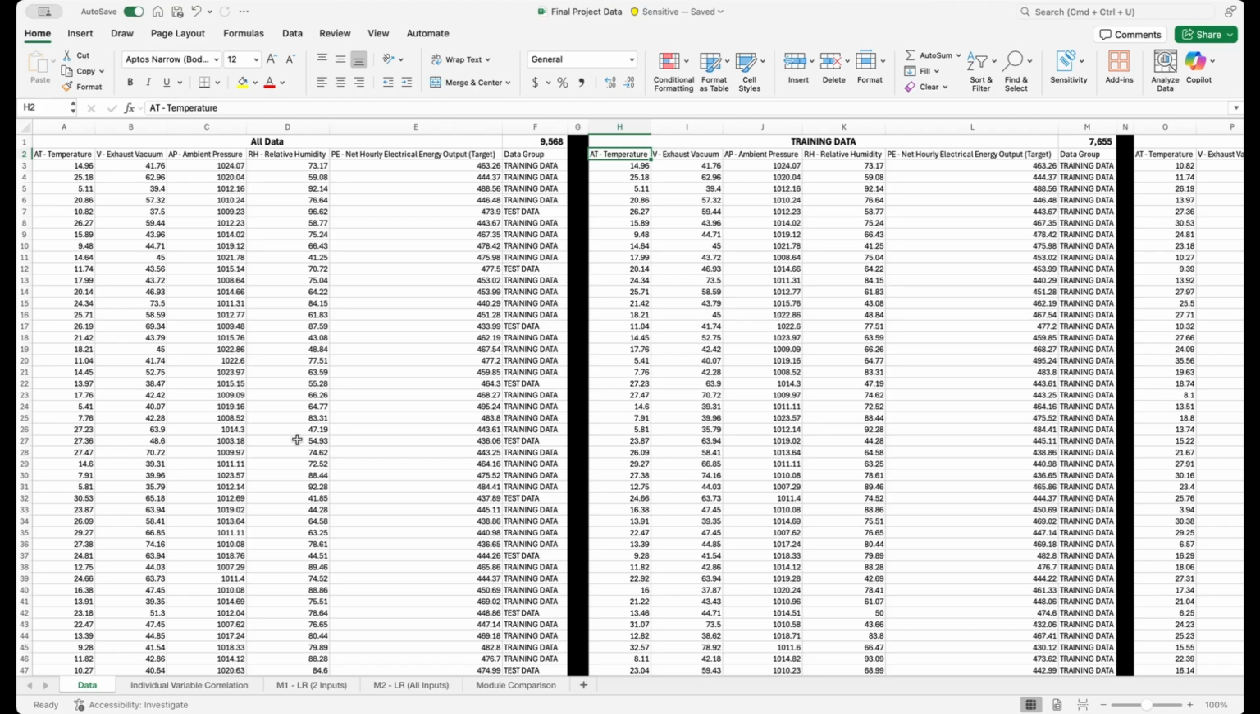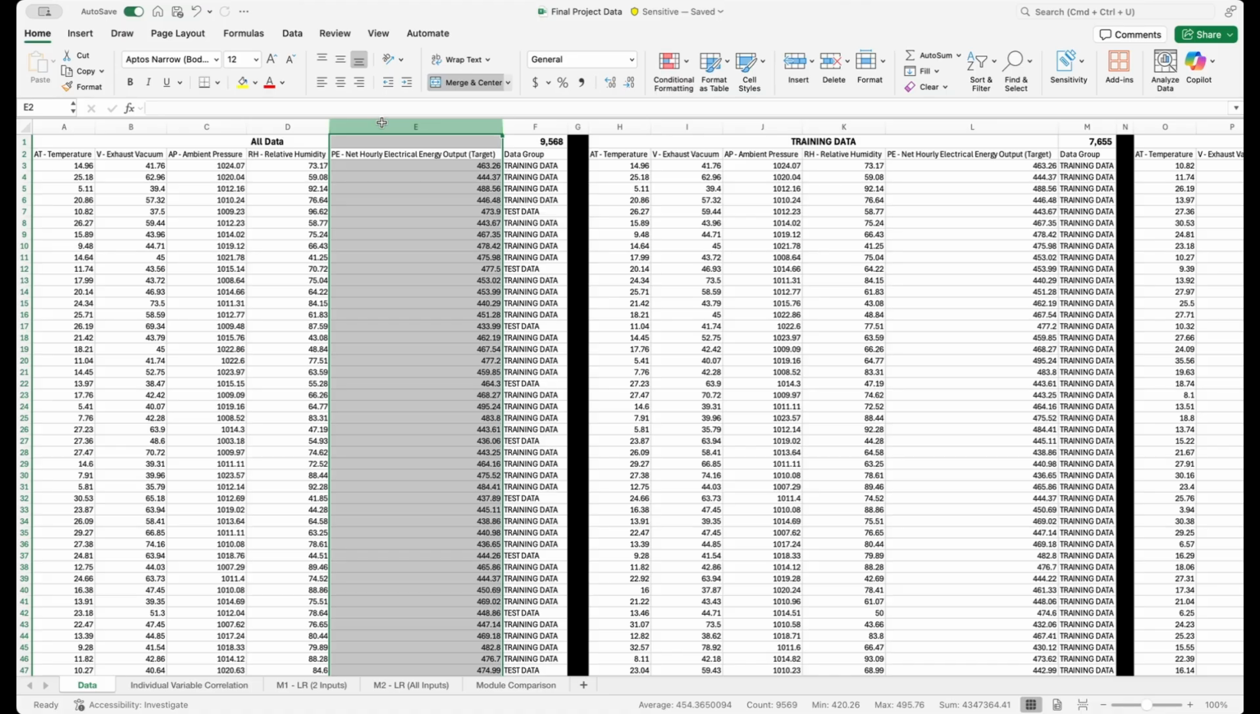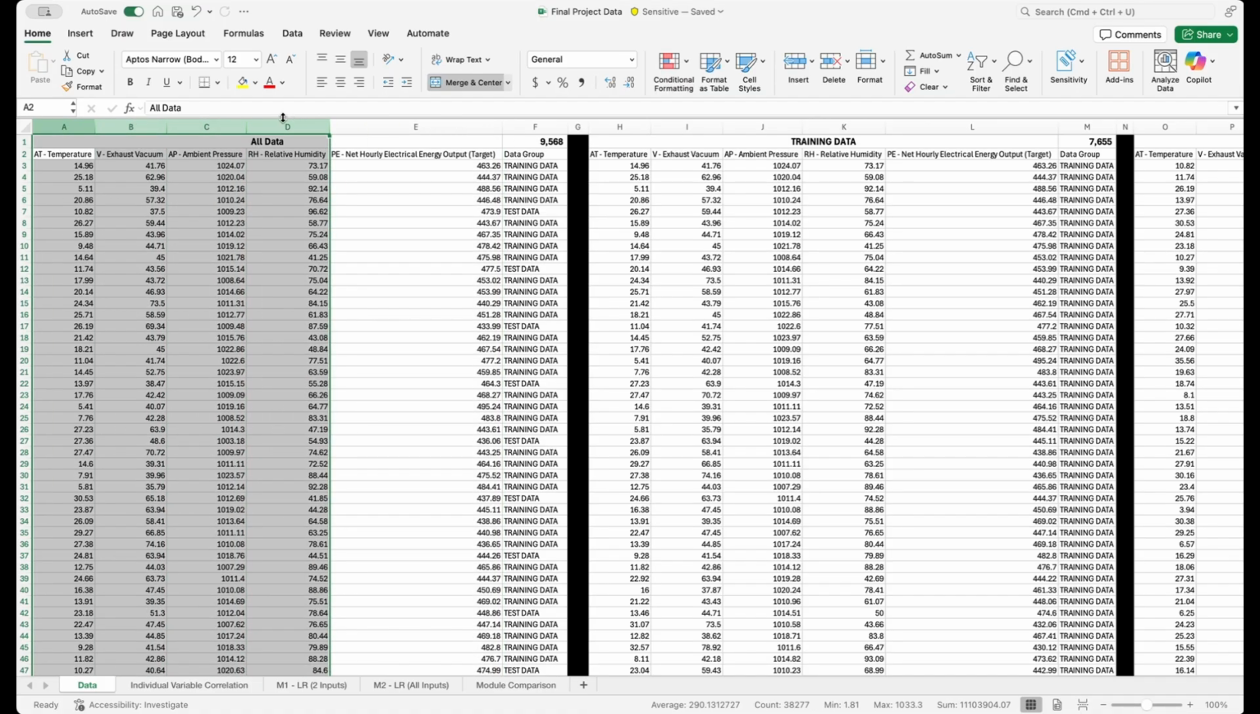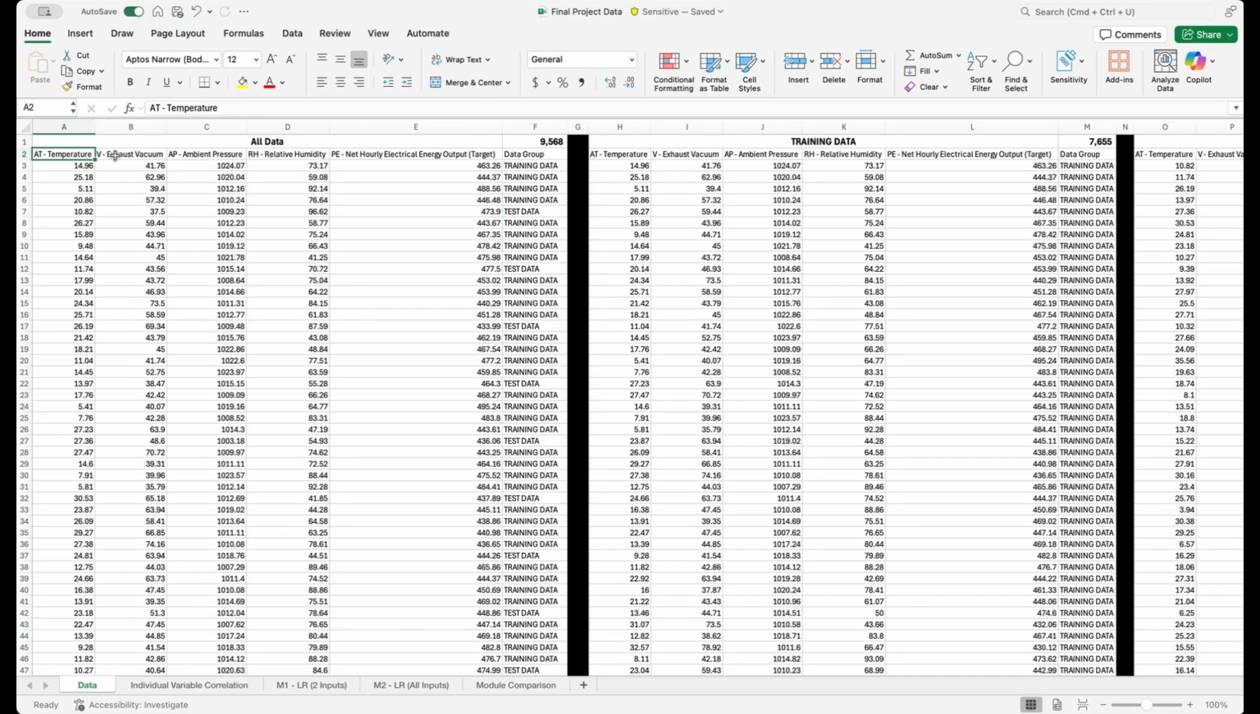I'm going to walk you through my final project for the Duke AI product management course. In our final project, we were given this data set right here on the left. There are about 9,500 entries with a target variable right here, the PE, that we're trying to predict based on the inputs we have in columns A, B, C, and D: the temperature, exhaust vacuum, ambient pressure, and relative humidity.